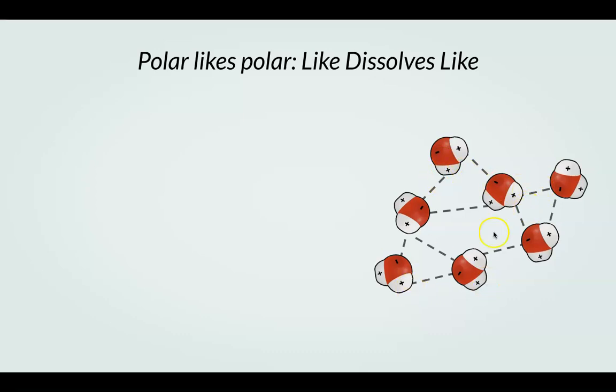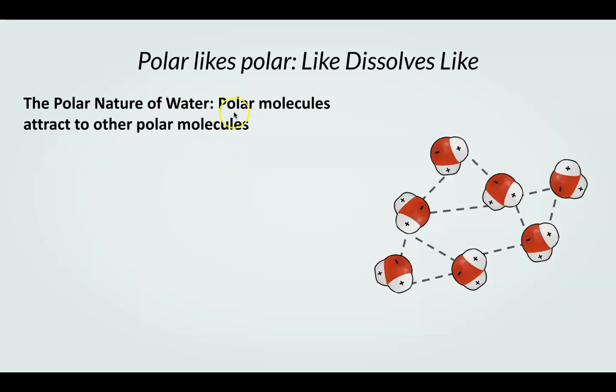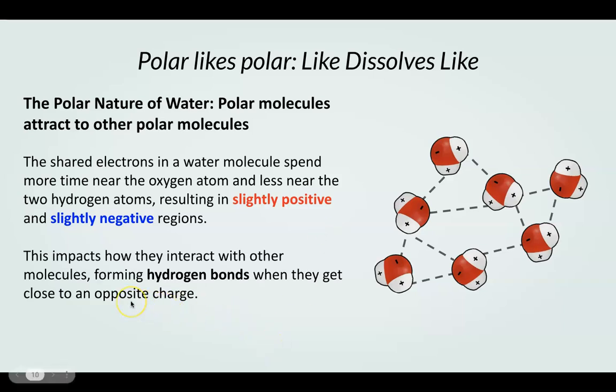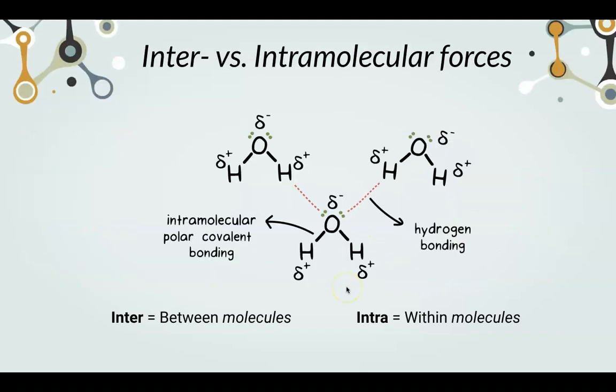So maybe we've got a droplet of water here, with a lot of intermolecular forces between our water molecules. Polar molecules attract other polar molecules. The shared electrons in a water molecule spend more time near the oxygen atom and less time near the hydrogens, which results in slightly positive and slightly negative regions on the molecule. This impacts how they interact with other molecules. These little dotted lines represent something we call hydrogen bonds, which is the attractive force between two water molecules.